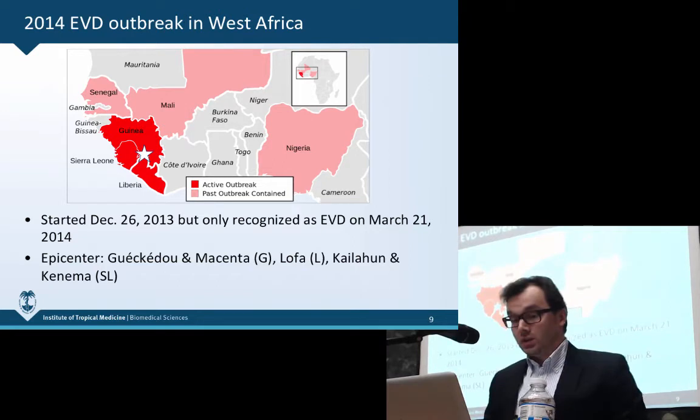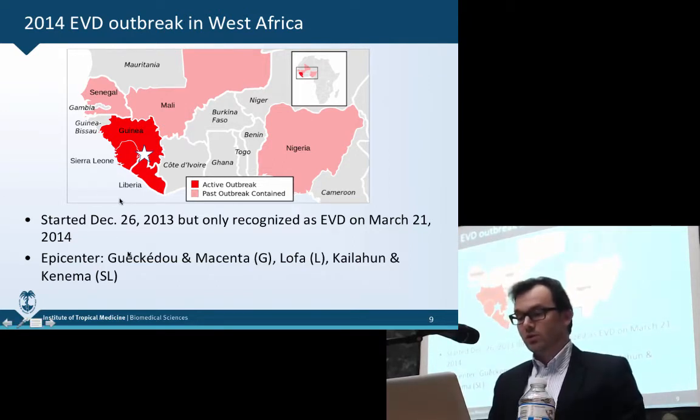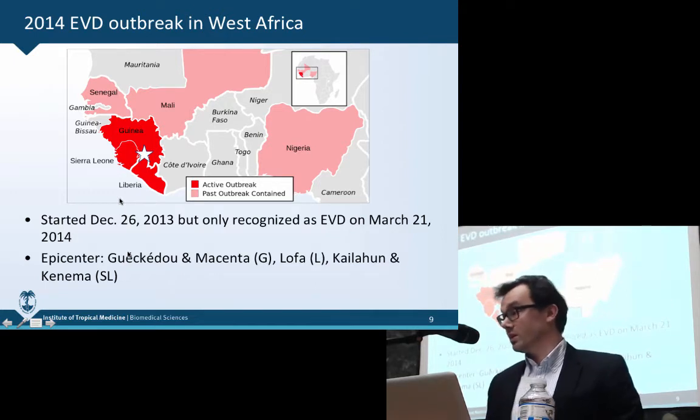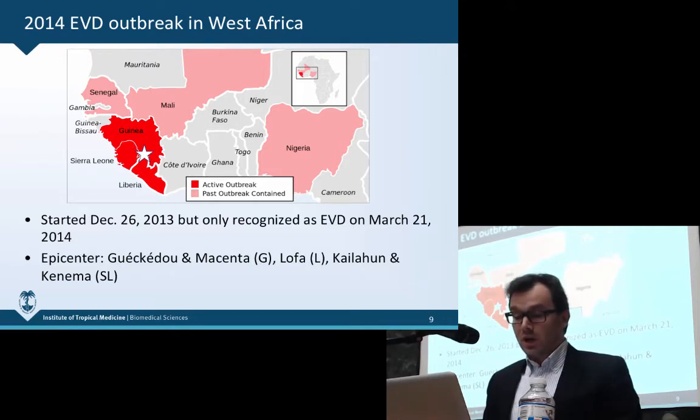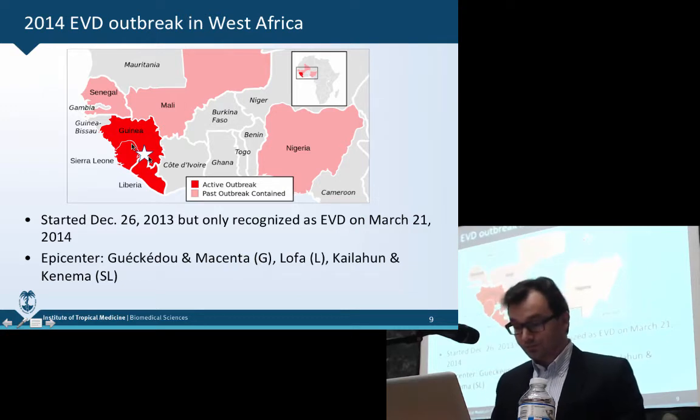Okay, looking at the current outbreak, and I think much of that was already introduced. It started in late December 2013, but it was only recognized in March and even later towards the summer of 2014. So a lot of time has been lost there. The epicenter of the epidemic was actually here in Guinea, Kwakidu and Macenta districts, and then just south of Macenta and Kwakidu, Lofa district in Liberia, and then Kailahun and Kenema district in Sierra Leone.